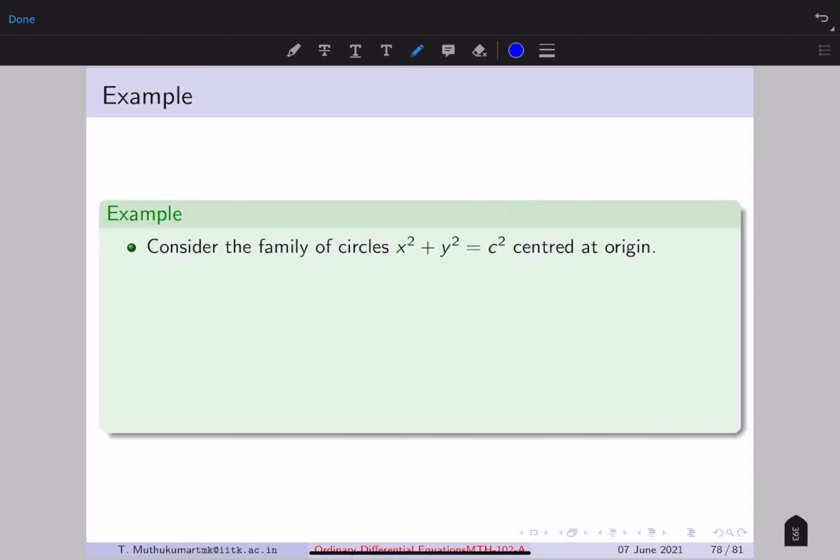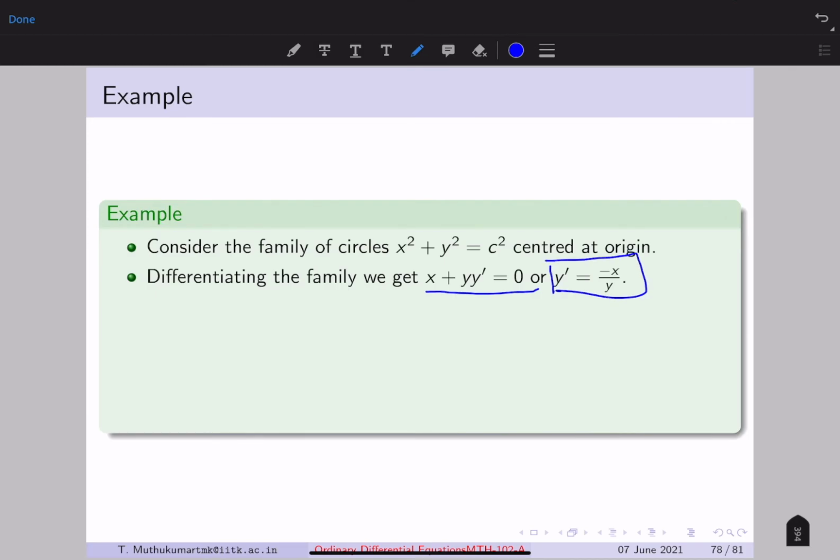So what are the examples? Let's look at the same example that we have seen, but now we will actually show that the lines passing through origin are orthogonal to the family of circles and vice versa. So you take the family of circles centered at origin. Now what should we do? As per the algorithm, we should differentiate this and eliminate the parameter c. So you differentiate this, so you get this, which is going to give you this ODE. So your f(x,y) is minus x over y.